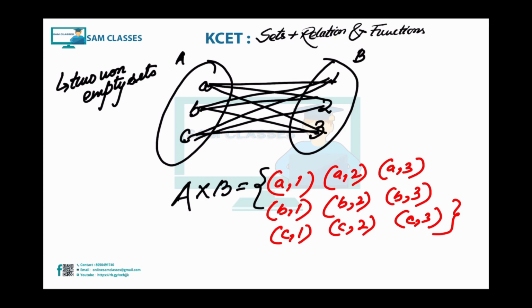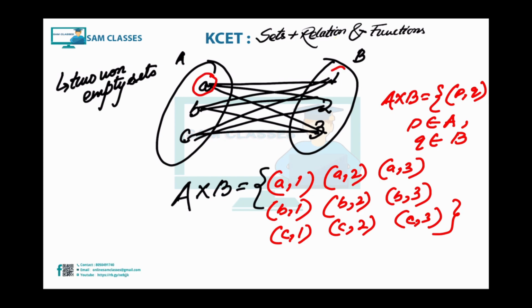So let's again understand: A cross B is defined as the set of (p, q), where p belongs to A and q belongs to the other set B. One element we take from A and one element from B, and we form the Cartesian product. So what is A cross B? It's nothing but the mapping of each element of A to every element of B and writing it down. That is called A cross B, or the Cartesian product of A and B.